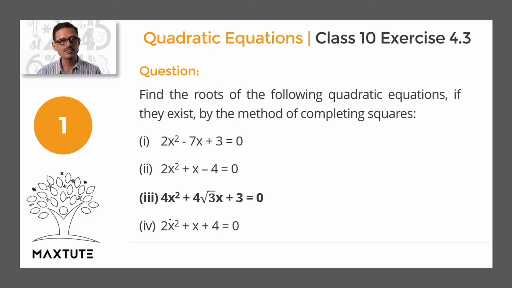Second one for this video, third in the question. 4x square plus 4 root 3x plus 3 equals 0. Now that you're familiar with the method, I would recommend that you take a break from this video, go try it yourself, check out whether you got the answer. Come back to the video if you have any problem.